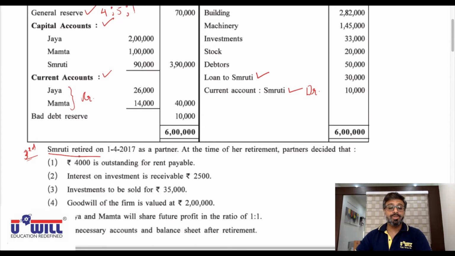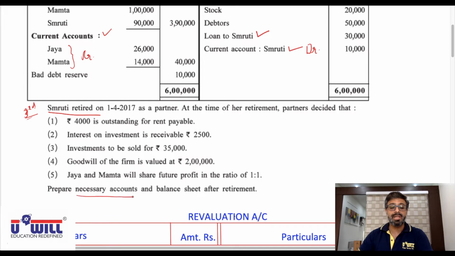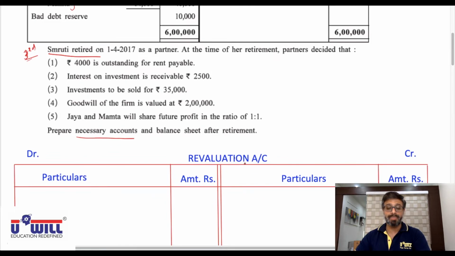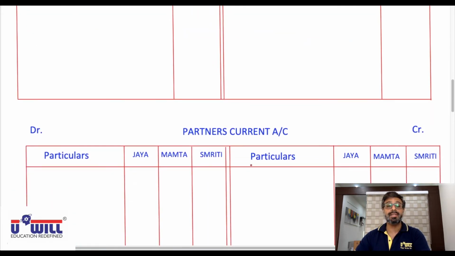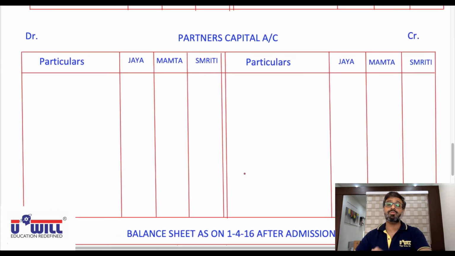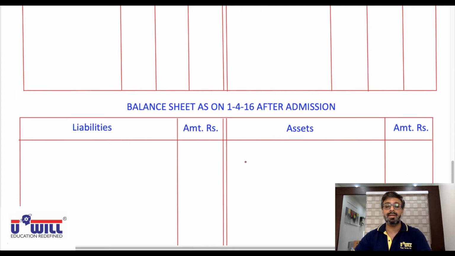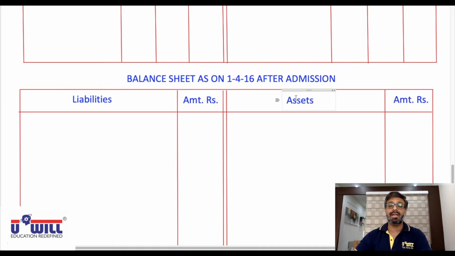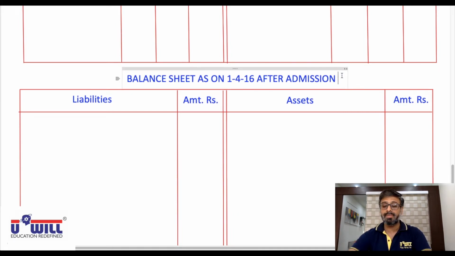Okay. Now Smriti retired on 1/4/17 as a partner. At the time of her retirement, partners decided the following adjustments. We will read and solve them. Prepare necessary accounts and balance sheet. So all of you pause the video and make the formats of revaluation account around 6 to 8 lines. Partners current account half a page. Partners capital account small only, because just current account is to be transferred to capital, then capital to loan. So 4 to 5 lines capital account is sufficient. And then balance sheet, okay, balance sheet after retirement. So all of you can pause the video and then make these formats, and then we take up the solution.